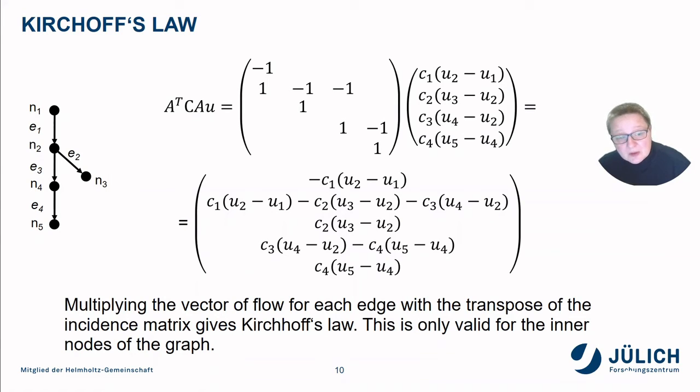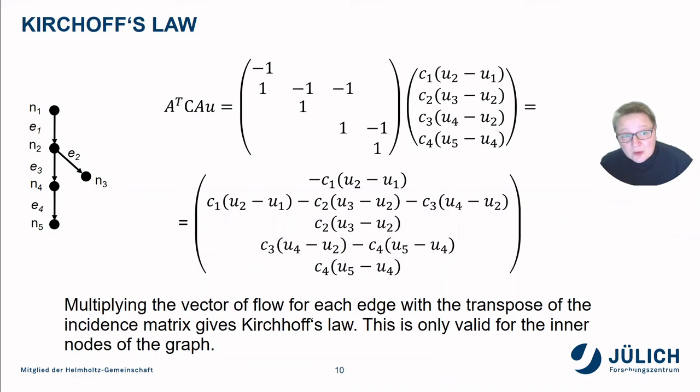Consider, for example, node 4, where we have the flow of edge 3 arriving and the flow of edge 4 leaving node 4. This is represented here in row 4, where we have the flux of edge 3 arriving in node 4 minus the flux of edge 4 leaving node 4.